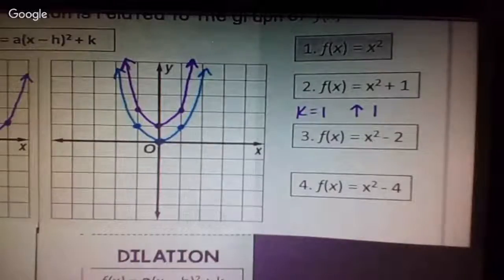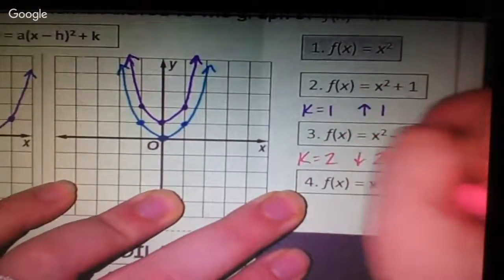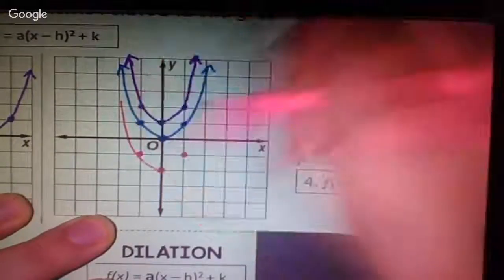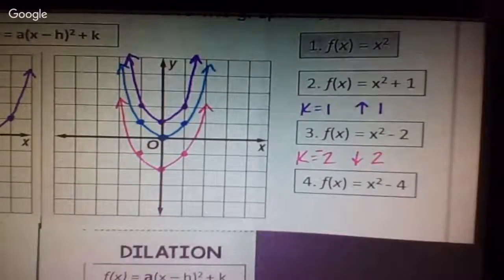Number 3 is x squared minus 2. Down by 2. Good. Down by 2. So here and here. Take a second and do the last one.